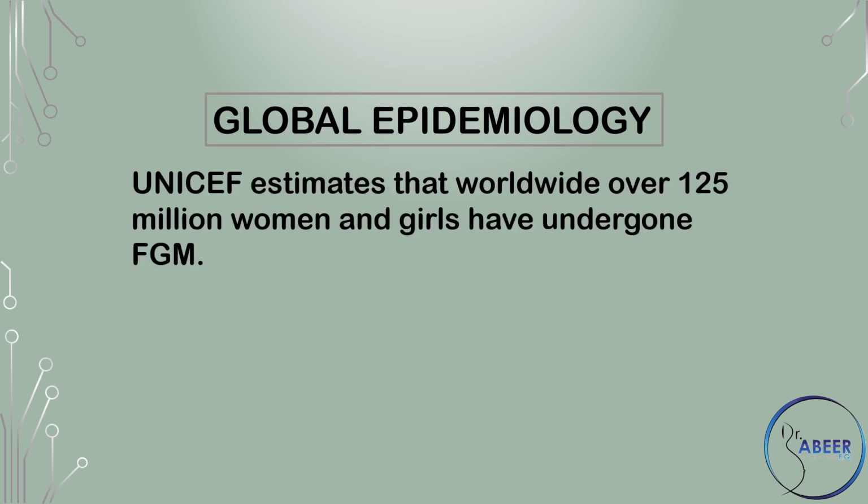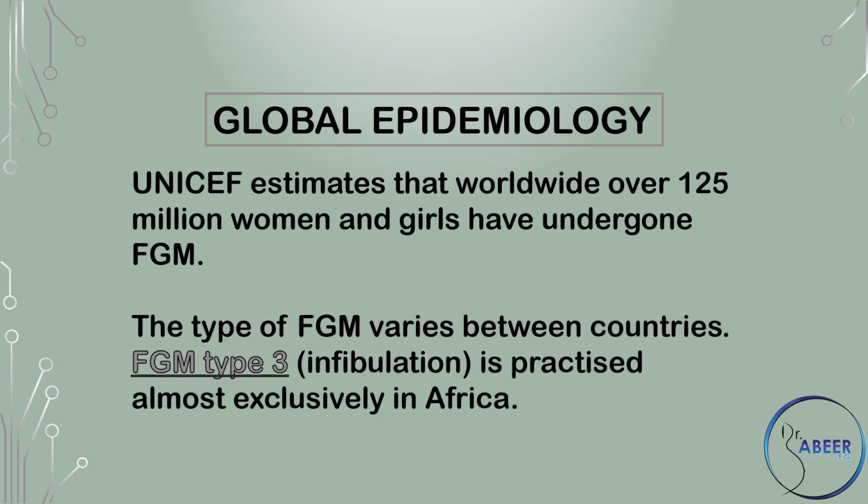Global epidemiology. UNICEF estimates that worldwide, over 125 million women and girls have undergone female genital mutilation. The type of FGM, or female genital mutilation, varies between countries. FGM type 3, or infibulation, is practiced almost exclusively in Africa.